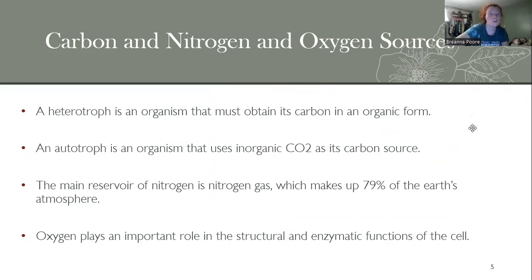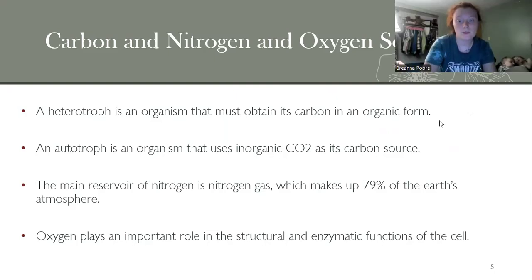Carbon, nitrogen, and oxygen sources. A heterotroph is an organism that must obtain its carbon in an organic form. An autotroph is an organism that uses inorganic CO2 as its carbon source. The main reservoir of nitrogen is nitrogen gas, which makes up 79% of the Earth's atmosphere. And oxygen plays an important role in the structural and enzymatic function of the cell.